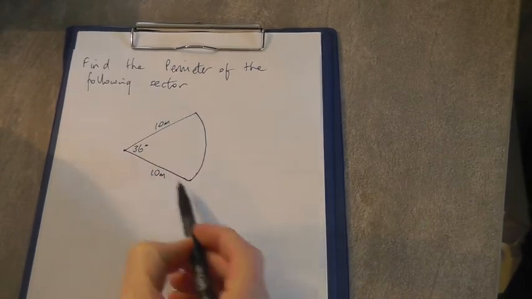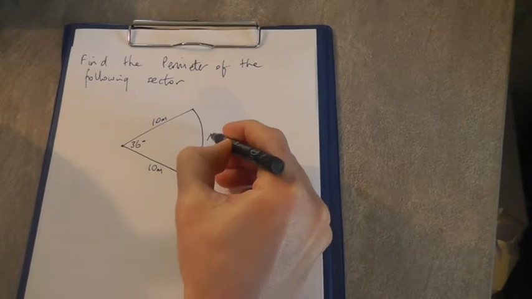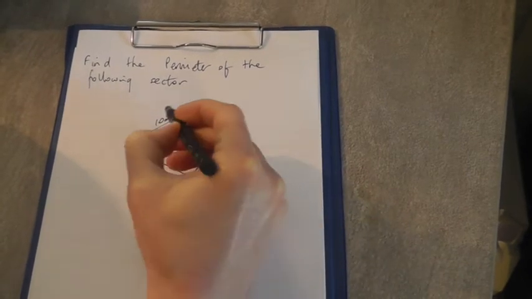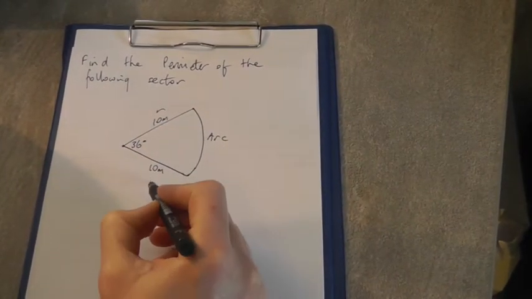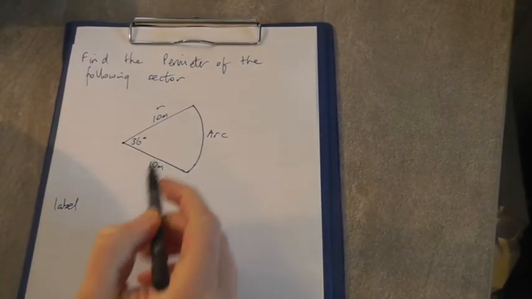And we're just looking to find a piece of that when we have a sector. This side here is known as an arc. This is a radius, and this is a radius. So the first step we did there was we labelled our sector.